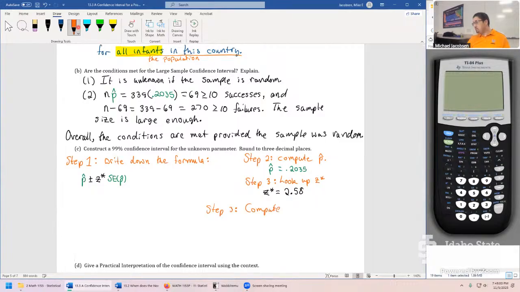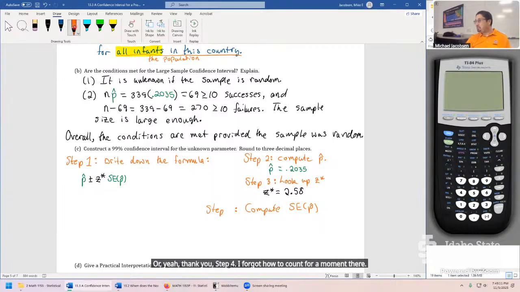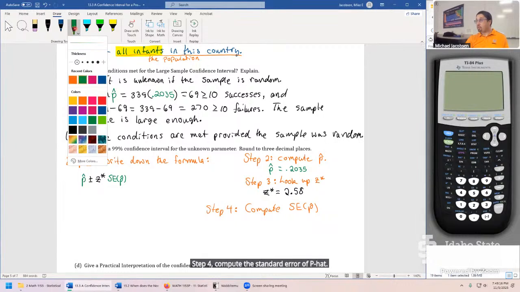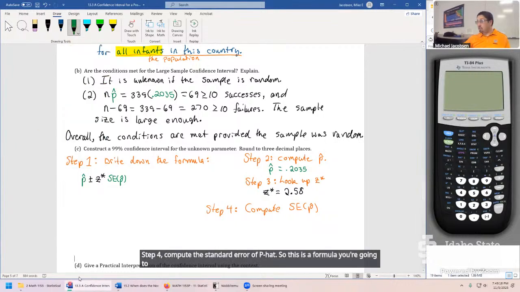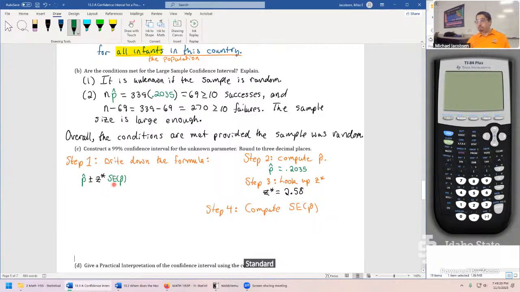Step 3 is compute standard error, or yeah, thank you, step 4. I forgot how to count for a moment there. Step 4, compute the standard error of p hat. So this is a formula you're going to definitely want to have ready to go. Standard error right here of p hat goes square root p hat, 1 minus p hat, divide by n.